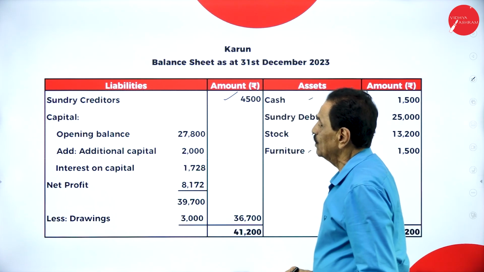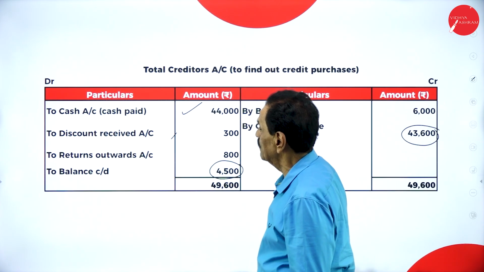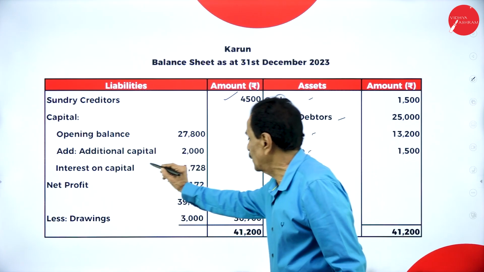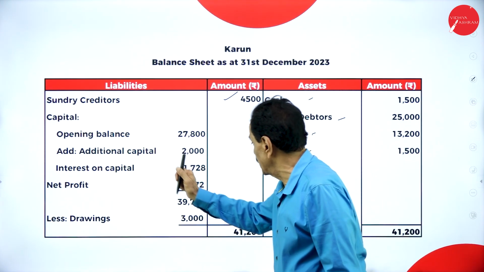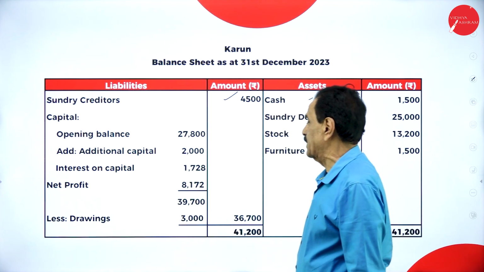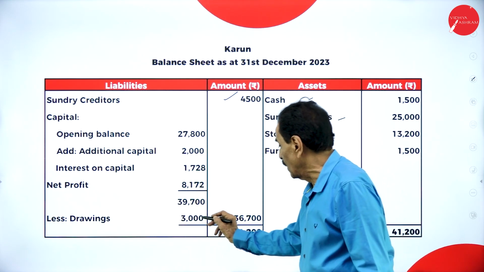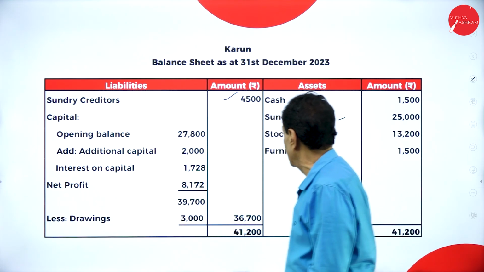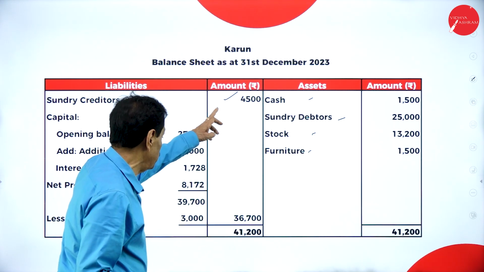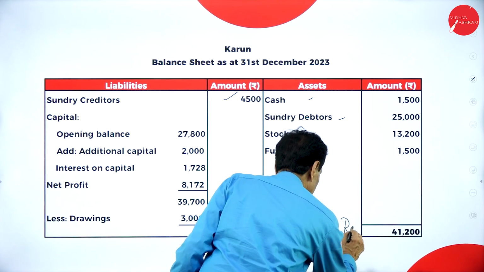Start with the opening balance of 27,800. What is your opening capital? 27,800. Additional capital you introduced 2,000. Interest on capital you have calculated and shown 1,728. The net profit of the year is 8,172. Out of that, money drawn is 3,000. Balance is 36,700. Adding the creditor, the total is 41,200.